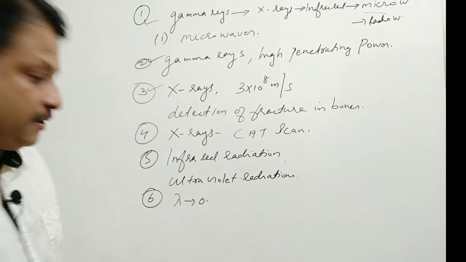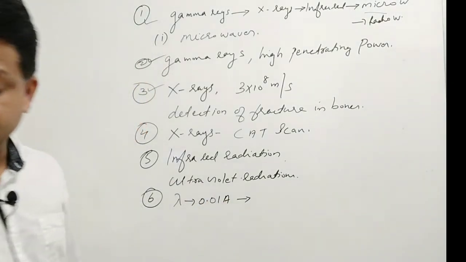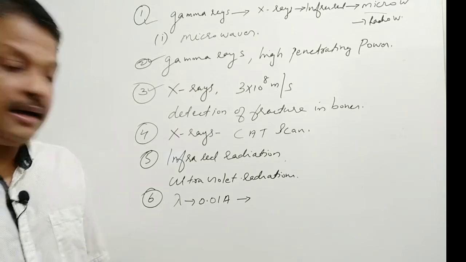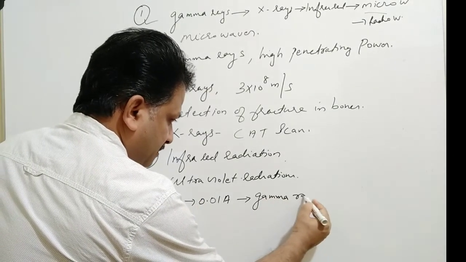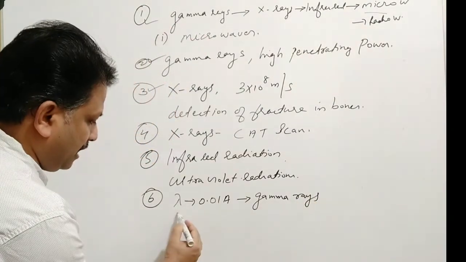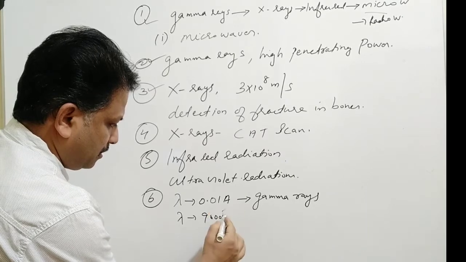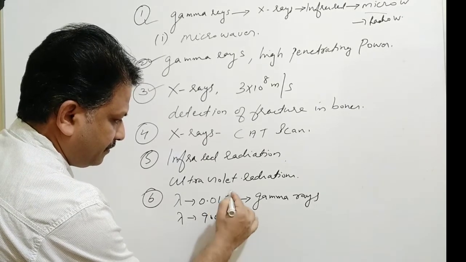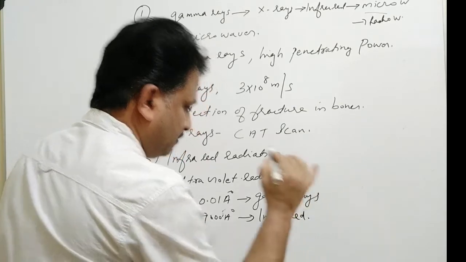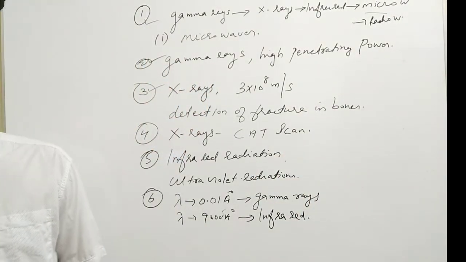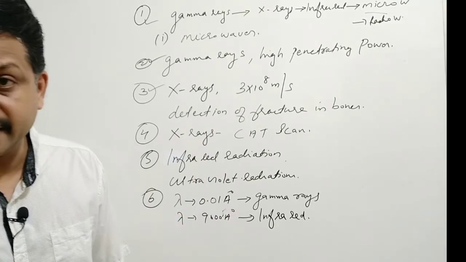How much is it given? 0.01 angstrom unit. That is nothing but, what type of rays? Gamma rays with lesser wavelength. Gamma rays. Okay. And lambda 9000 angstrom unit, it is infrared radiations. Infrared radiations. Clear? So you have to remember the wavelength, very, very important, from the table which you have discussed.